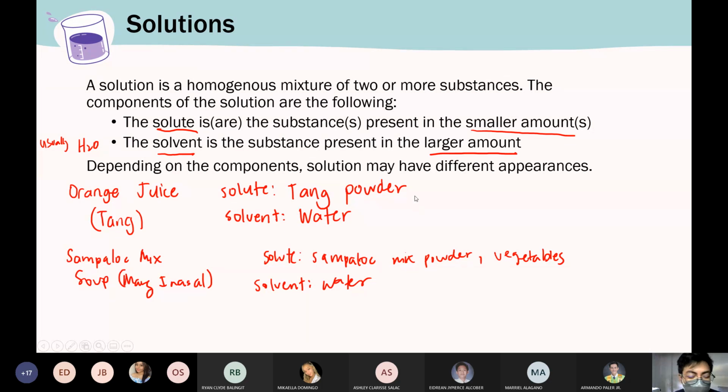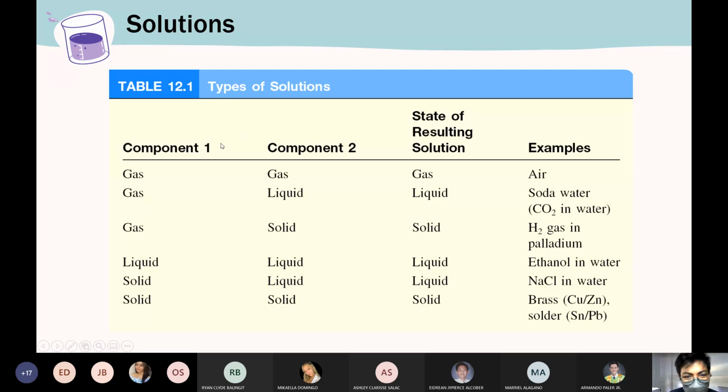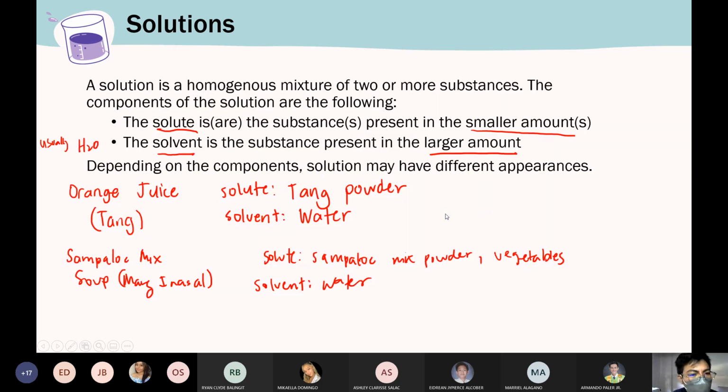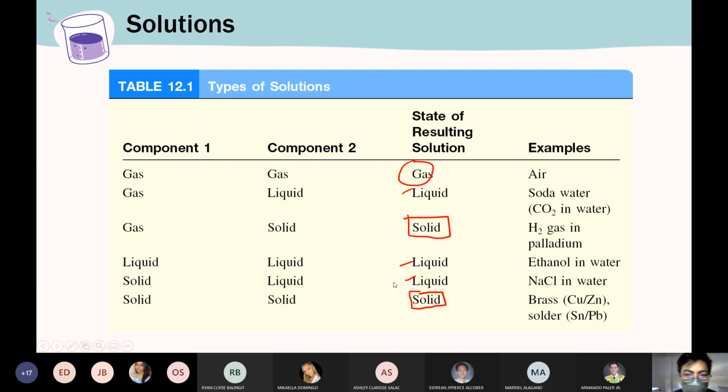However, there are other forms of solutions. Our solution may be gas in form, pwedeng liquid, pwede rin namang solid. Okay? So, hindi lang tayo limited sa liquid. Baka isipin nyo pag solution is just liquid. No. Because the definition of solution is just this: kailangan homogeneous mixture siya. So, ibig sabihin, it doesn't really pertain na dapat liquid siya. Iba-iba yung ating forms of state for a solution.